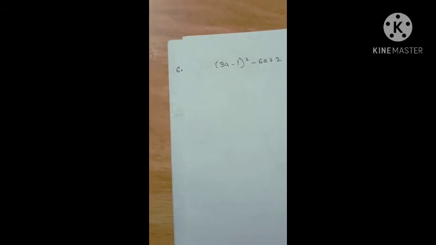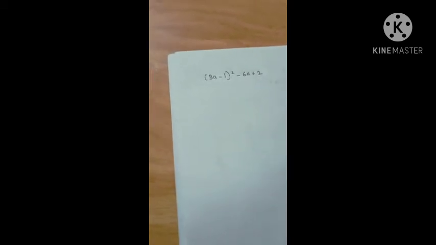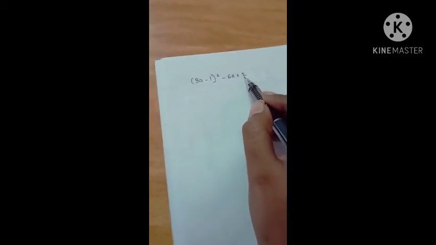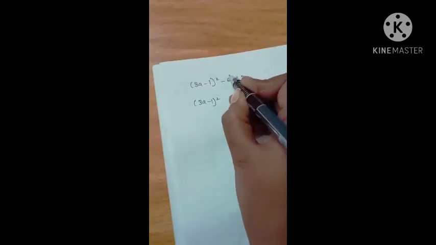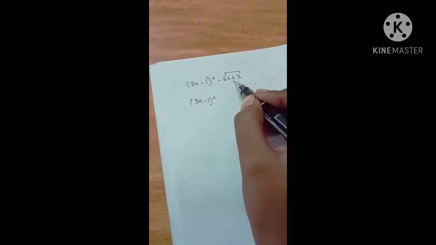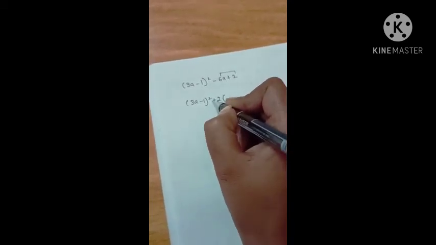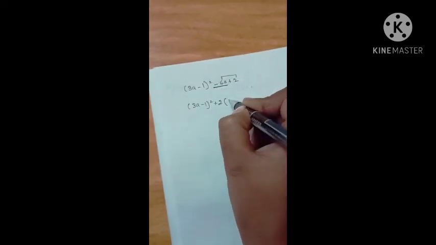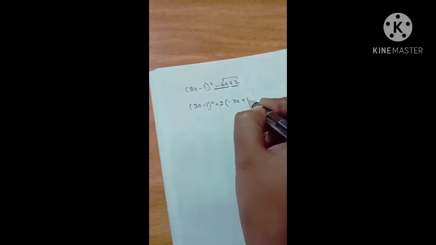Now see this question. Here 3a minus 1 whole square minus 6a plus 2. Now what we do here, first we take 2 common from these two terms, from here and here we take 2 common. So when we take 2 common here, we get here plus 2, and from here we have taken 2 common. So what is left over here? Minus 3a, and from here we get plus 1.